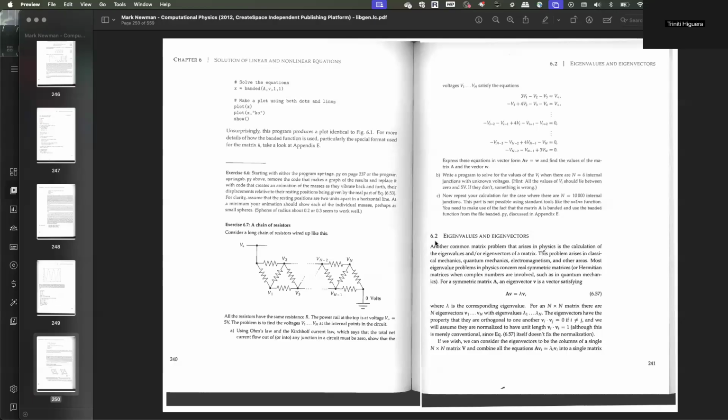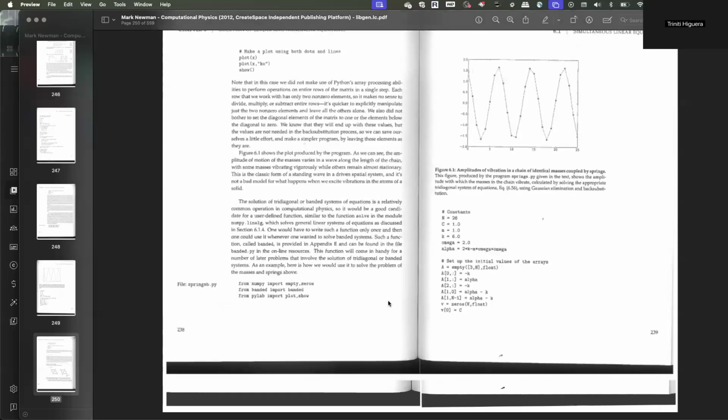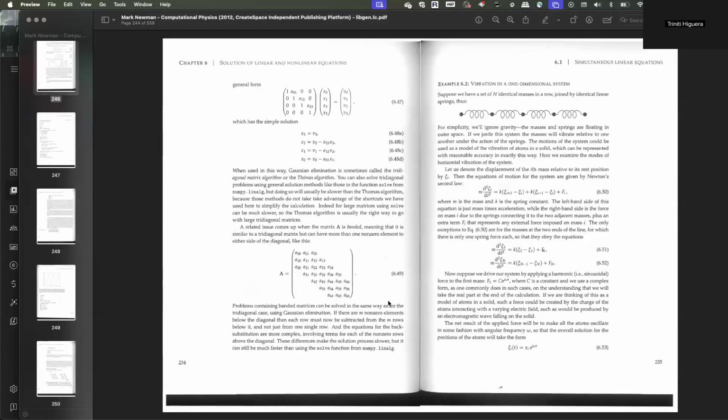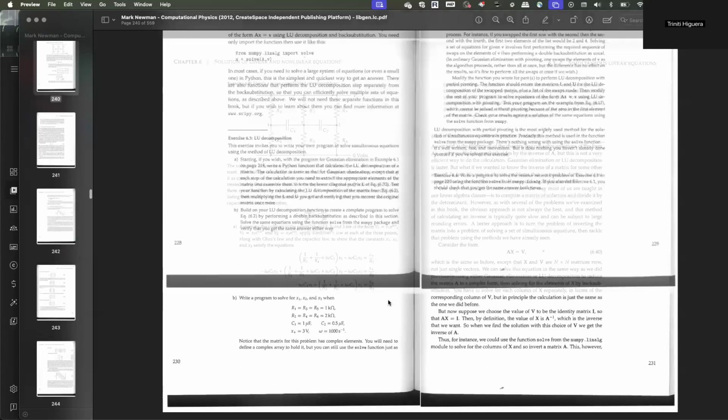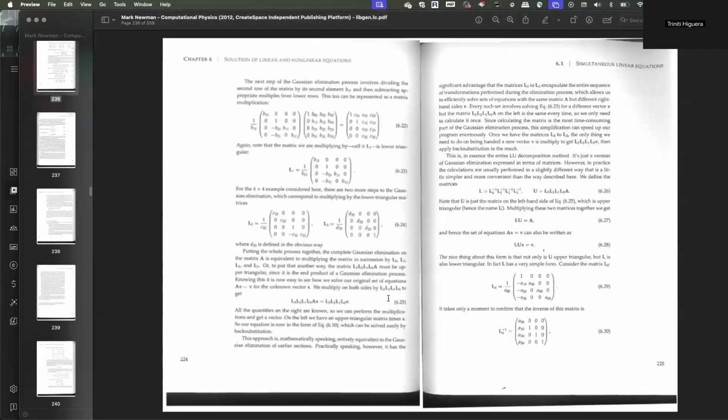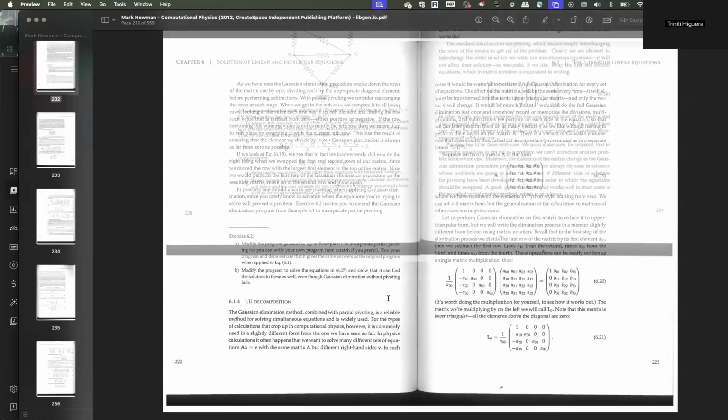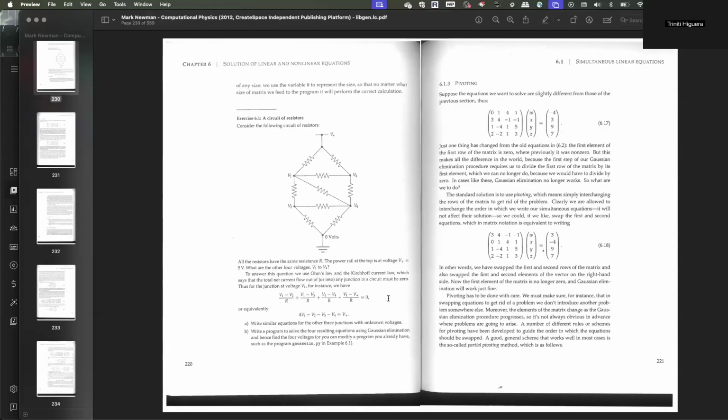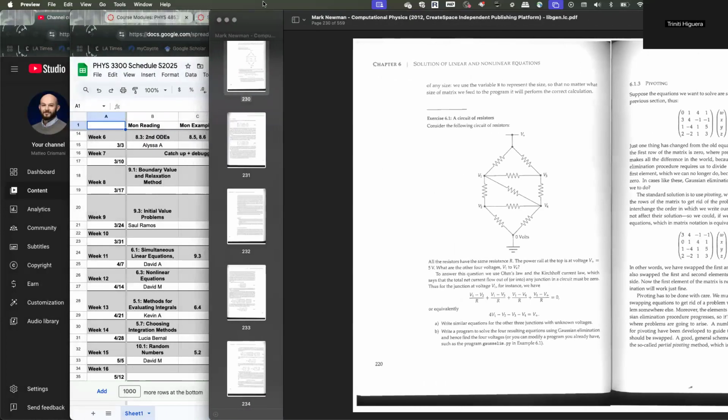Okay. So I think the best way to start here, there's lots of problems, lots of really fun problems we can do. I think this is the one that I like to have folks start with in class, 6.1. This is a circuit of resistors.